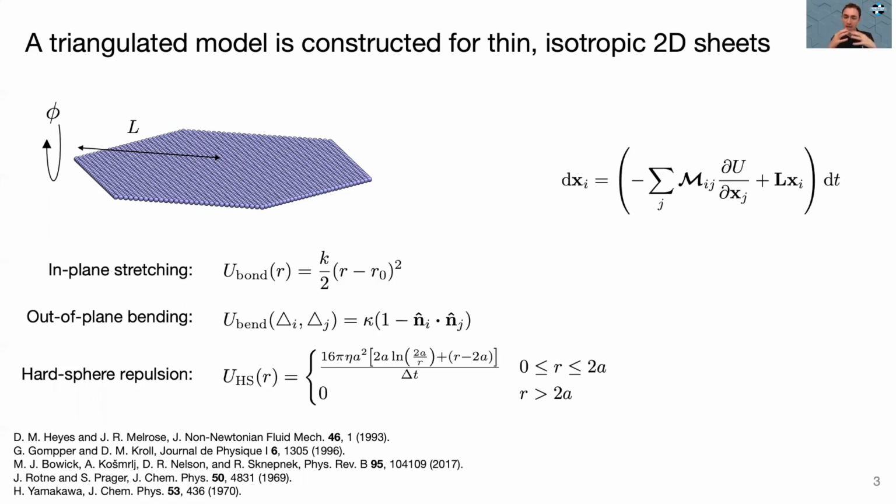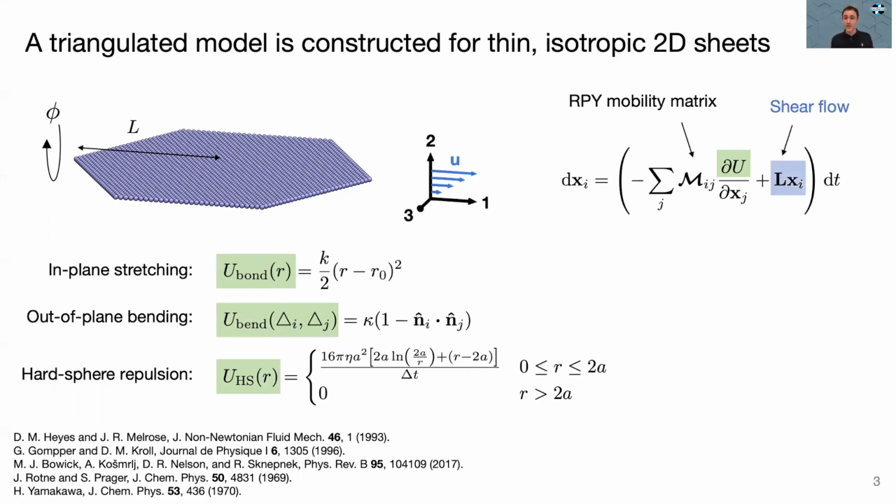The particles that make up this coarse-grained sheet were then simulated in time with the following equation of motion that accounted for all of these energies of interaction, as well as hydrodynamic interactions that account for the motion of the fluid between the beads and how the interactions of the beads are mediated by the fluid. In addition, there was an imposed shear flow in the direction indicated on the screen and represented by this term Lx here in the equation.